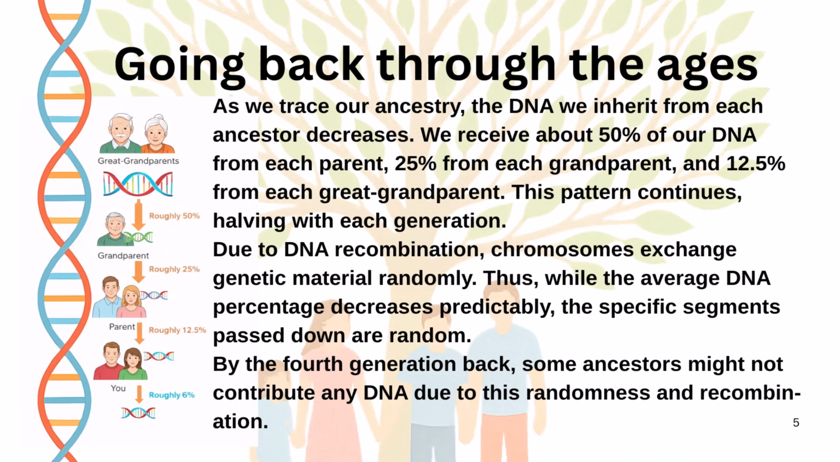I have talked about how DNA is passed from parents to children and shared among siblings. The next key idea is what happens as we move further back in time through our family tree. With each generation, the amount of autosomal DNA you inherit from any one ancestor is cut roughly in half. You get about half from each parent, about a quarter from each grandparent, about an eighth from each great-grandparent, and so on.